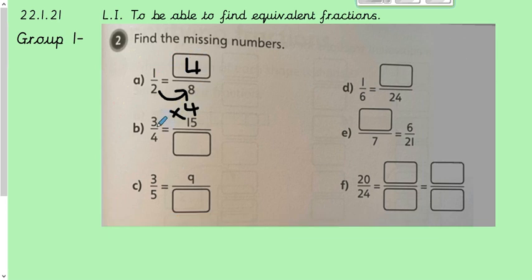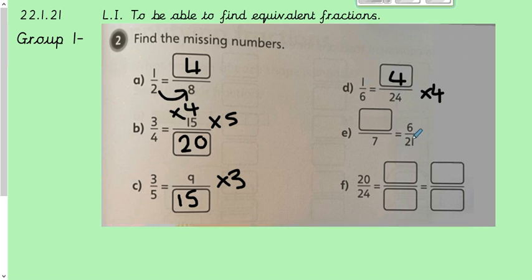This one, to get from 3 to 15, it's been times by 5. Therefore 4 times 5 is 20. This one, 3 to get to 9, been times by 3. So 5 times 3 is 15. To get from 6 to 24, that has been times by 4. So 1 times 4 is 4.